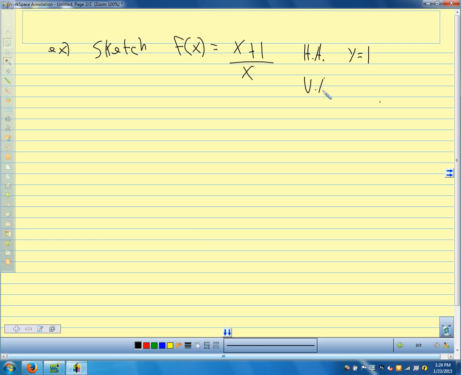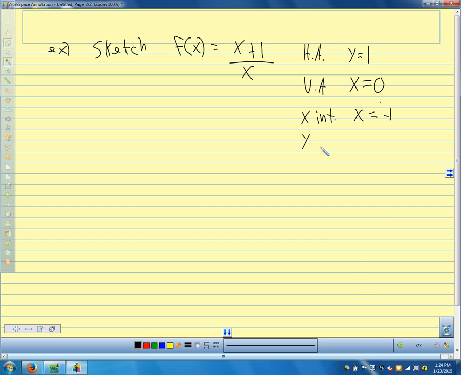Vertical asymptote. Vertical asymptote is when, what happens? x equals 0. The denominator is equal to 0. So we have a vertical asymptote at x equals 0. Intercepts. x-intercept. When what happens? x plus 1 equals 0, so x equals negative 1.